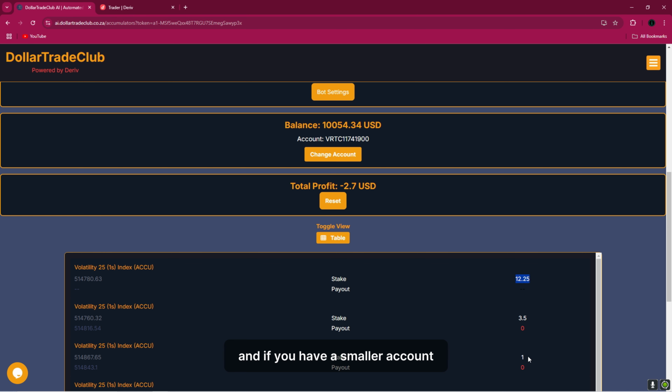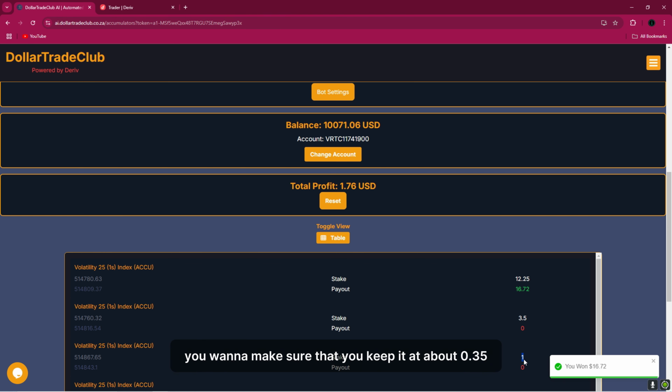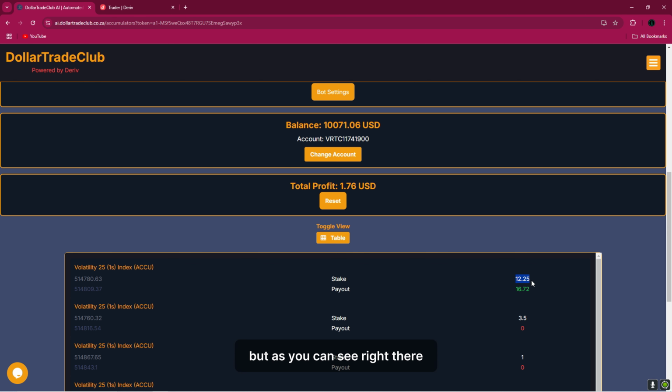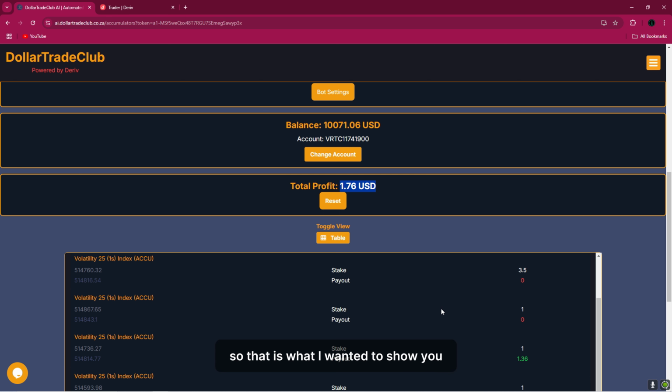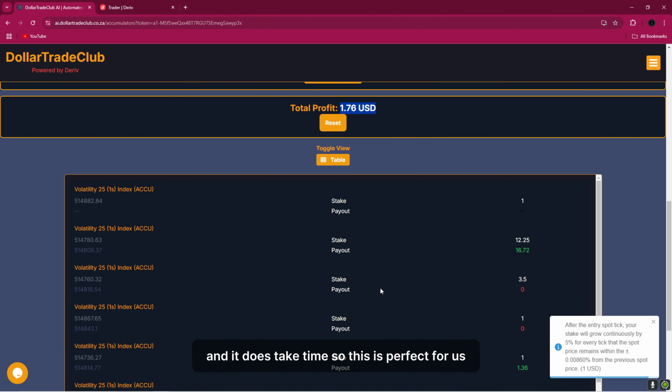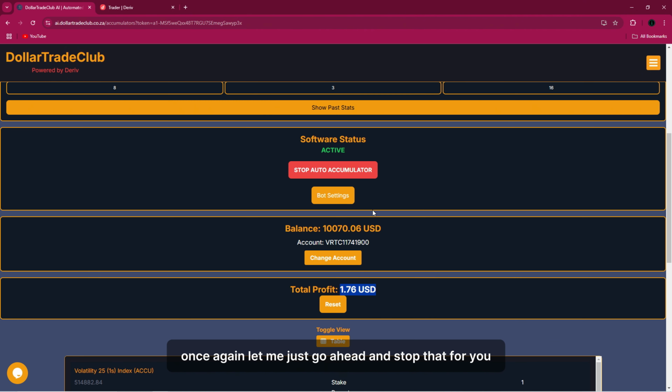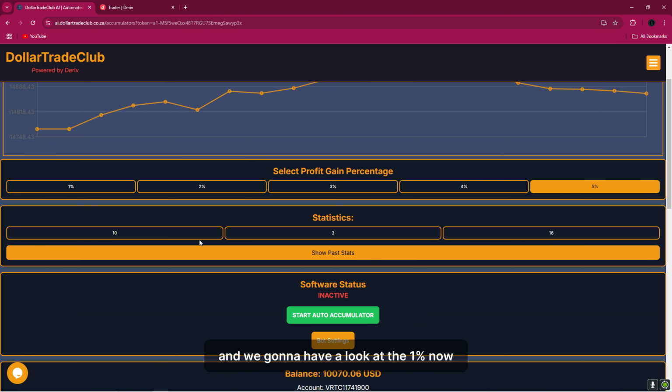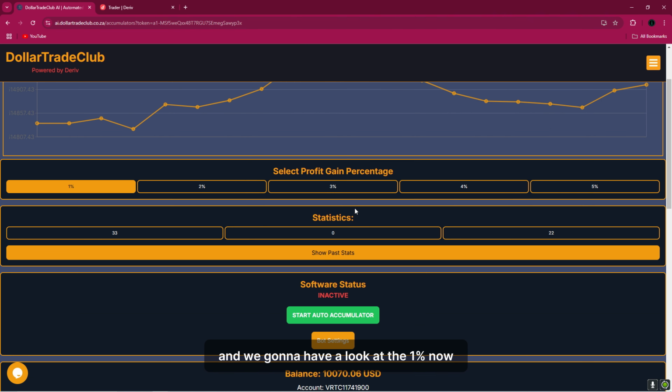And if you have a smaller account, you want to make sure that you keep it at about 0.35, but as you can see right there, the martingale has covered up for the loss and we're back in profit. So that is what I wanted to show you. The bot just never want to lose, as you can see, and it does take time, so this is perfect for us. Once again, let me just go ahead and stop that for you, and we're going to have a look at the 1% now.